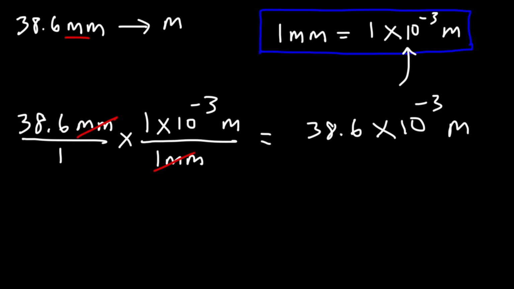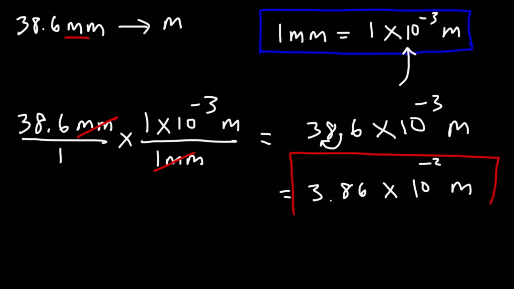So what we need to do is move the decimal point 1 unit to the left. We want it to be in front of the first 2 numbers. So this is going to be 3.86, and whenever you move it to the left, this number is going to increase by 1. So it's going to go from -3 to -2. So this right here is the answer. It's 3.86 times 10 to the minus 2.